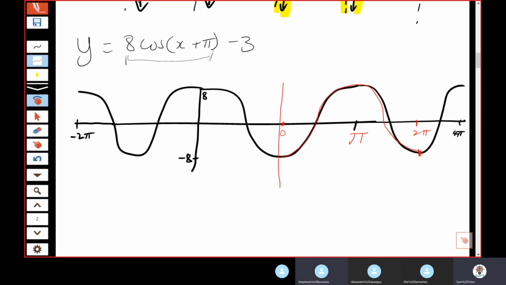Yep. Okay, perfect. And then you take away pi, and then pretty much that's at 8, that's 0, that's -8. Now you're going to go down 3. So what are you going to do if you're going to go down 3? This becomes technically 5. That's going to become 5. That's going to become what number? -3. And then that's going to become -11.